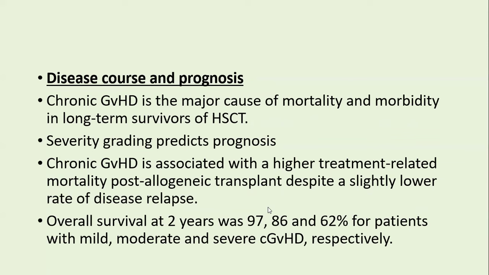Disease course and prognosis. Chronic GVHD is a major cause of morbidity and mortality in long-term survivors of HSCT. Severity grading predicts the prognosis. Chronic GVHD is associated with high treatment-related mortality post-allogeneic transplant despite a slightly low rate of disease relapse. Overall survival at 2 years is 97, 86, and 62% in patients with mild, moderate, and severe chronic GVHD.